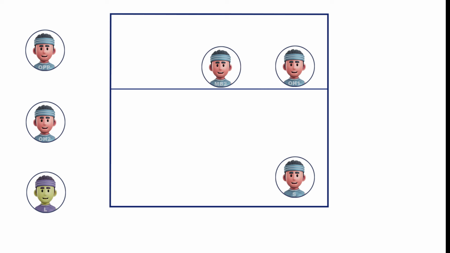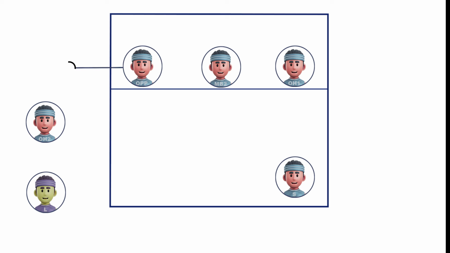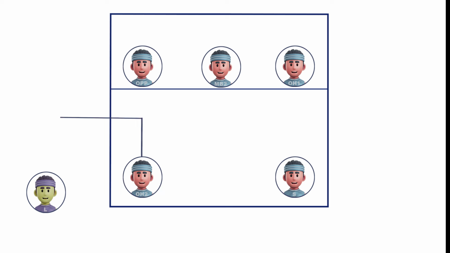Middle front: this is where the middle blocker 2 plays. It's also called Zone 3. Left front: the opposite hitter plays in this position, and it is known as Zone 4. Left back: the outside hitter 2 takes this position. It is called Zone 5.